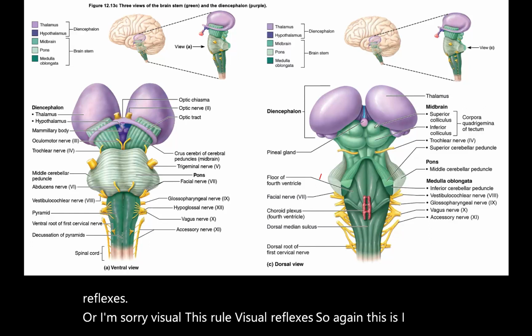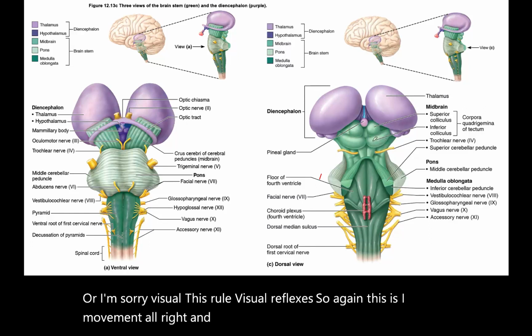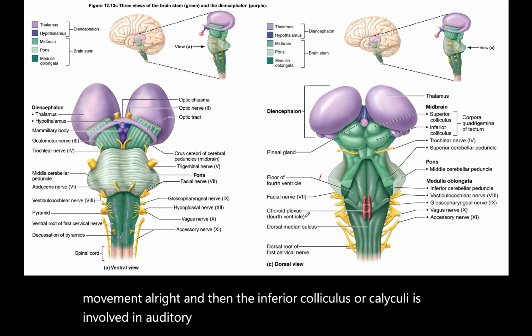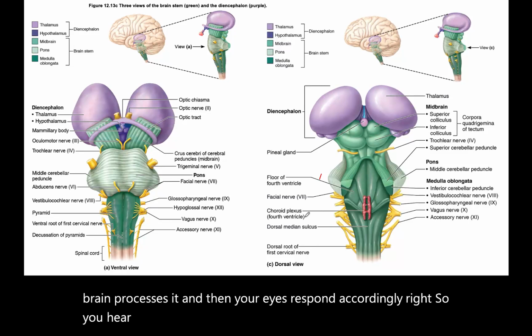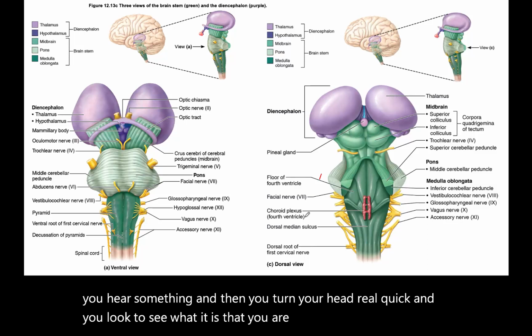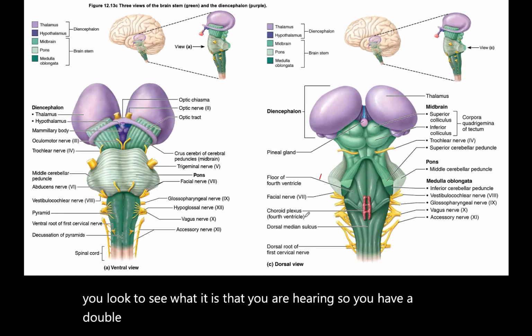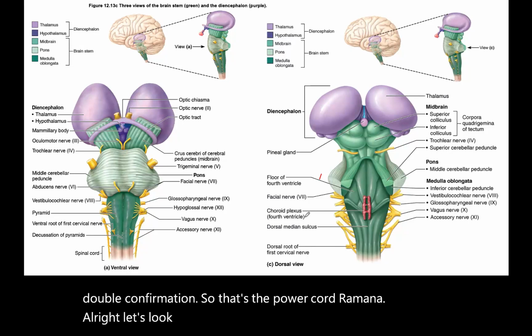And then the inferior colliculus, or colliculi, is involved in auditory relay centers, and so you hear something, your brain processes it, and then your eyes respond accordingly. So you hear something, and then you turn your head real quick, and you look to see what it is that you are hearing. So you have a double confirmation. So that's the corpora quadrigemina.